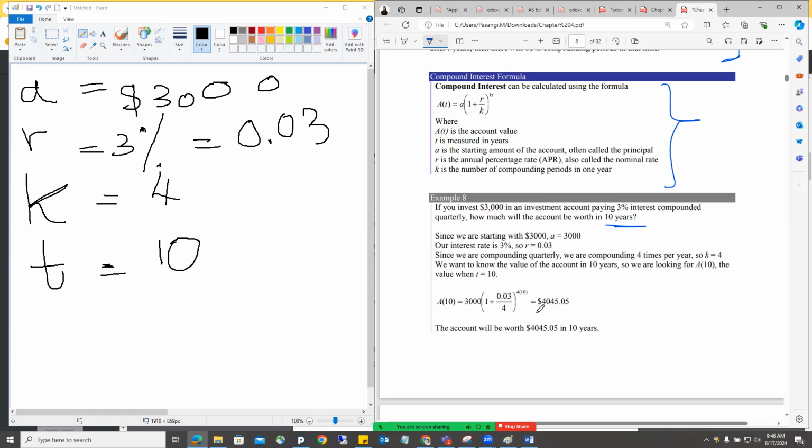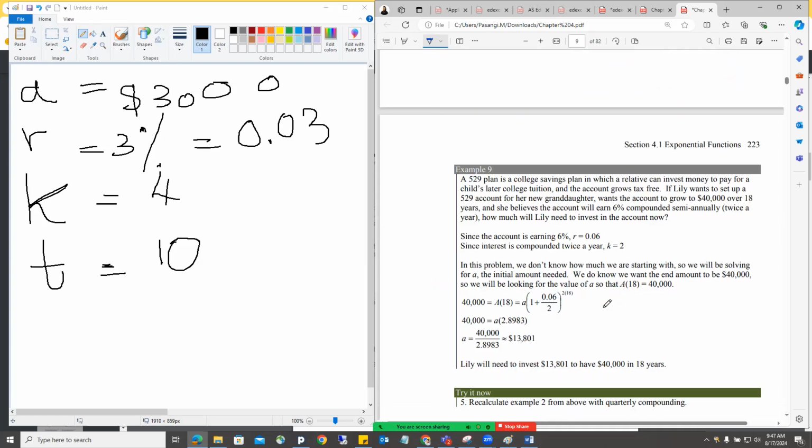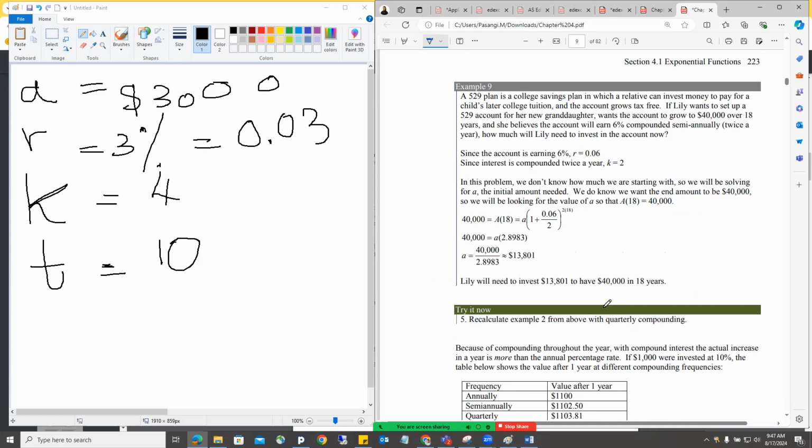Then you can substitute all these into the compound interest formula and calculate the final value. So the total value after 10 years would be $4,045.05. Is it clear? Yeah. Okay. Can you try this example 9?